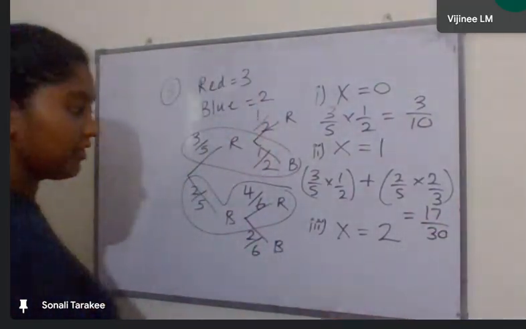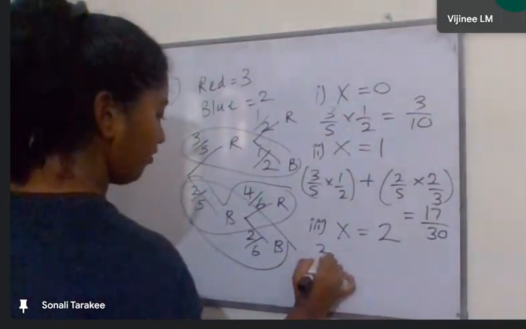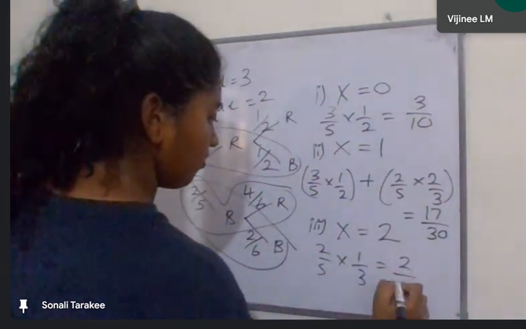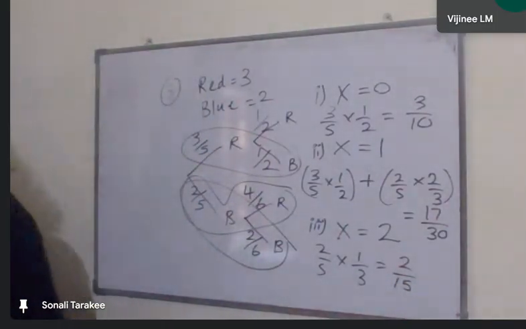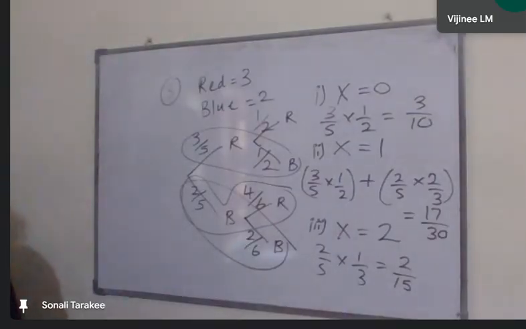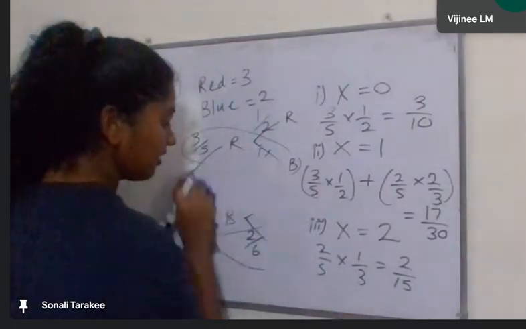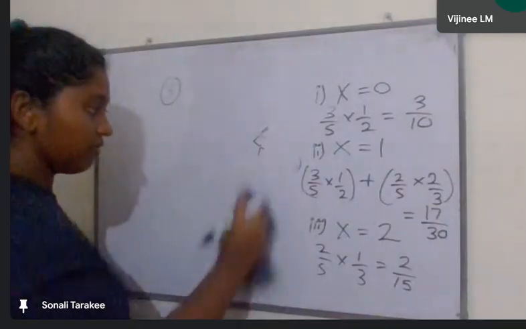Okay. And next one, x equals 2, which is this probability. 2/5 into 1/3, which is 2/15. Okay. See, these are the probabilities you get. So we can demonstrate this in a table. They're asking for the probability distribution.